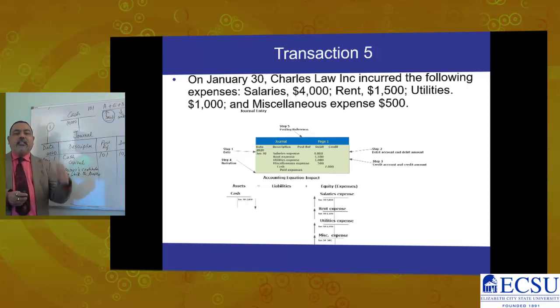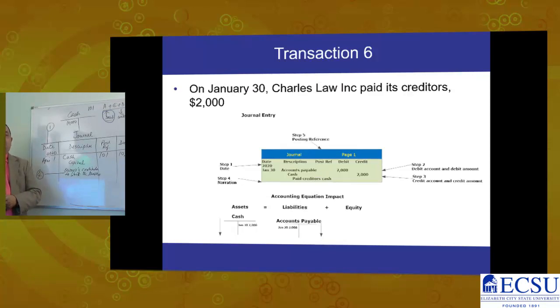And you can see cash is decreasing. That's why it's on the credit side. All expenses are increasing, so all expenses are on the debit side in the impact. So that is how we do transaction number 5.